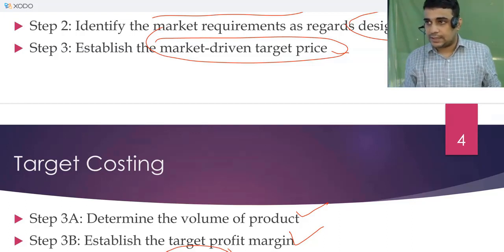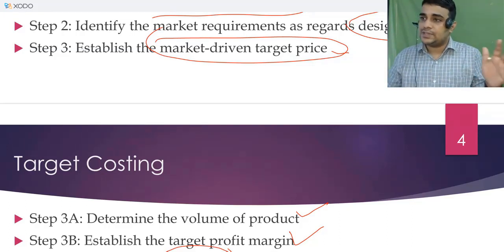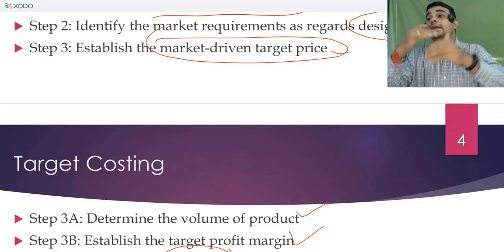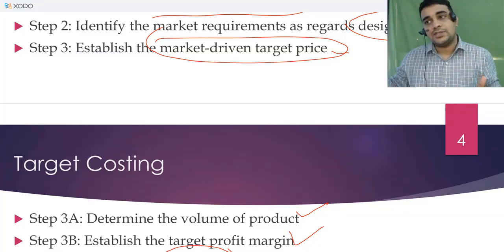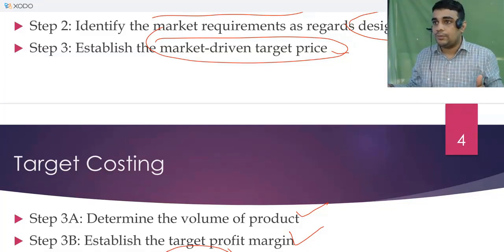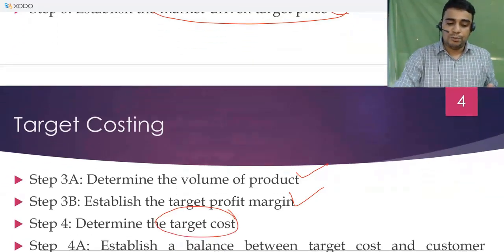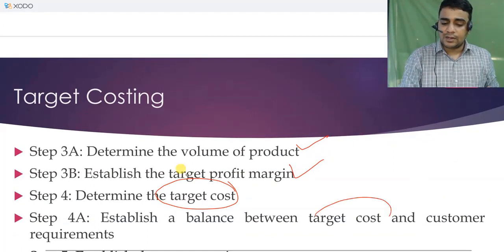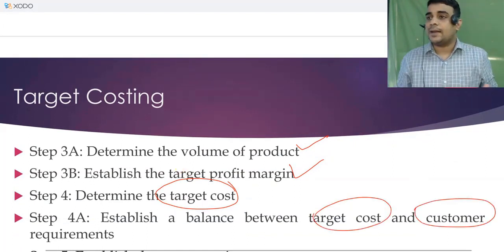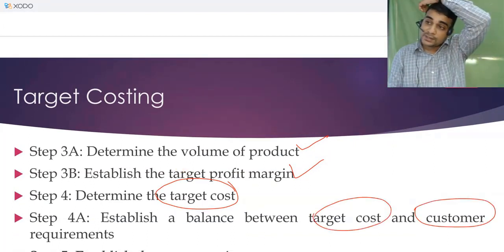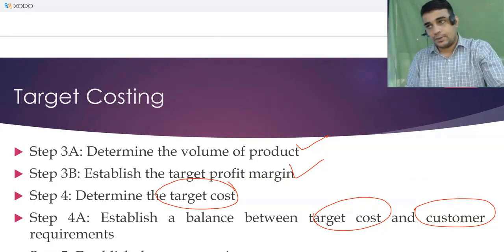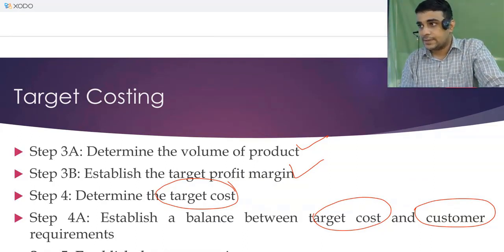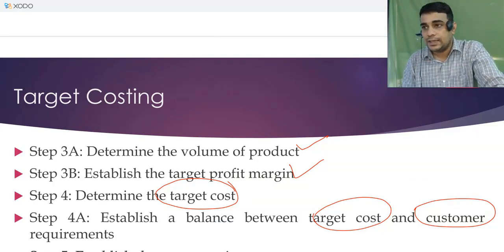You want to give the best to the customer. Today there is a product in the market which is sold at 100 rupees. You are giving increased functionality, so 100 has to go up to 110 or 120. You cannot keep working with 100. So there should be some amount of balance between the target cost and the customer requirements. If customer requirements go up, target cost also needs to go up.